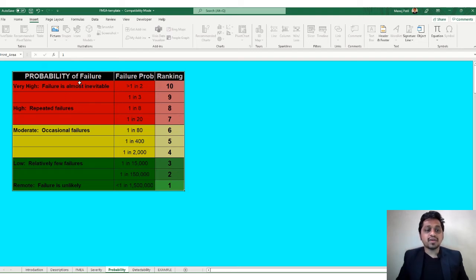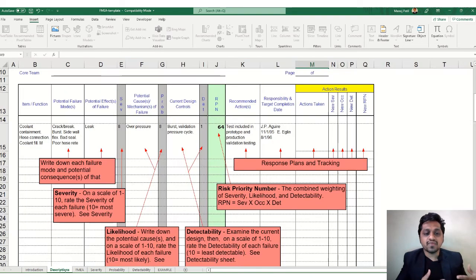So here you could see the probability of failure that is very high. The failure is almost unavoidable. What is its probability? In two failure modes, one time it is definitely going to fail. So that's why we have given 10, right? Then we have high failure, then moderate, low. So you could see one in say 2000 or 15,000. If it is happening say one time in 15,000, its probability is very low, so we can accordingly give the number.